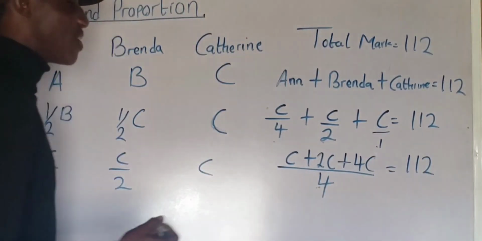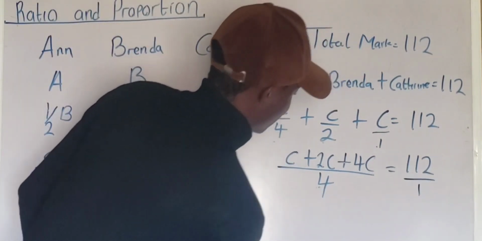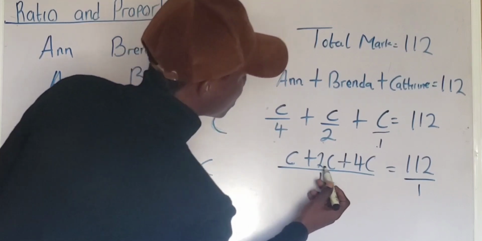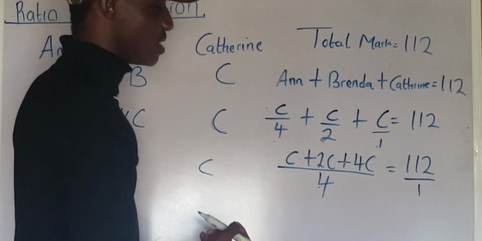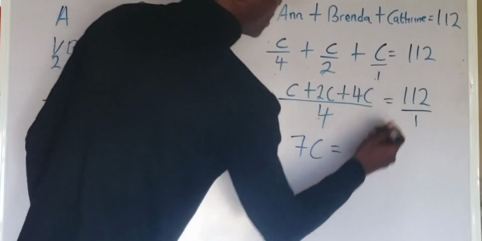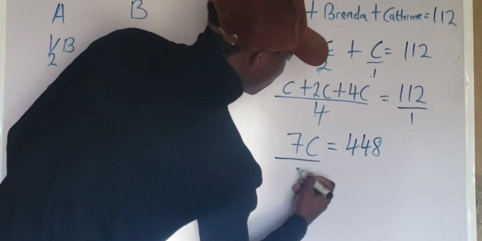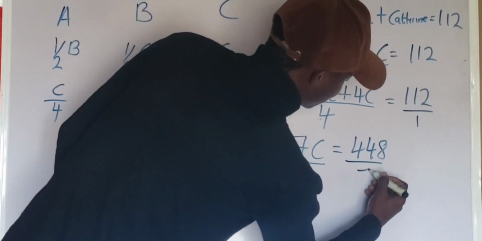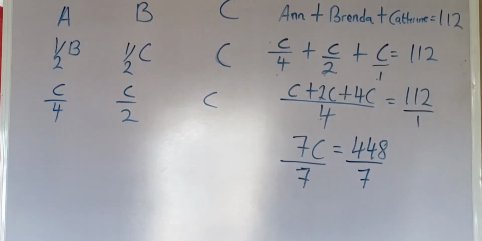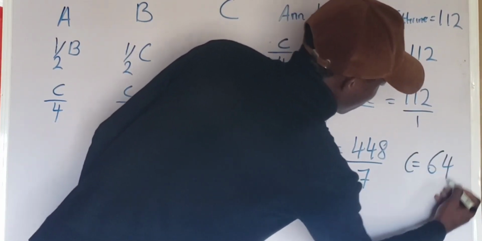Now, the next step here is that I'm going to cross multiply. This is over 1. For this, I'm going to have C plus 2C plus 4C. What's the answer? That is 7C. So 7C equals 4 multiplied by 112, which is 448. Now, the next step is to divide both sides by 7. 448 divided by 7, that is 64. So C is equals to 64.